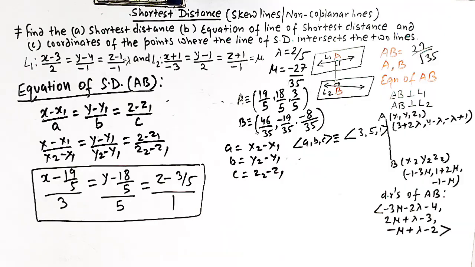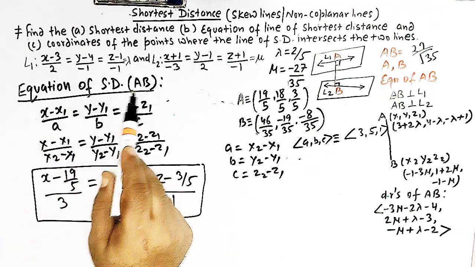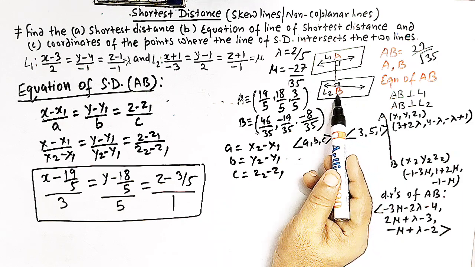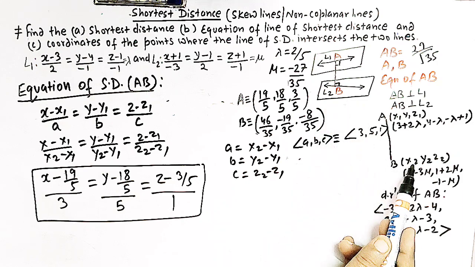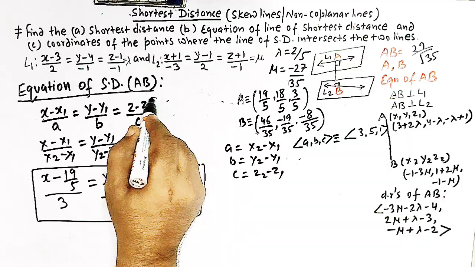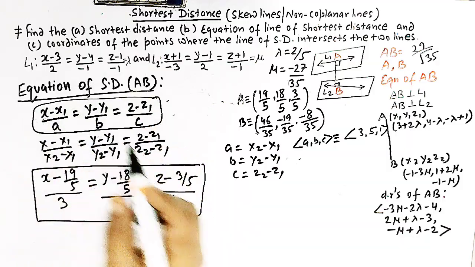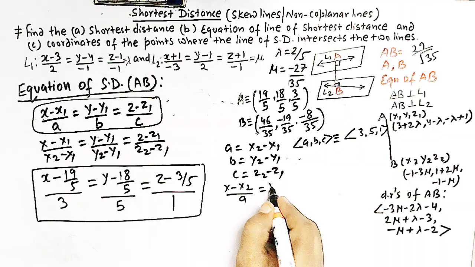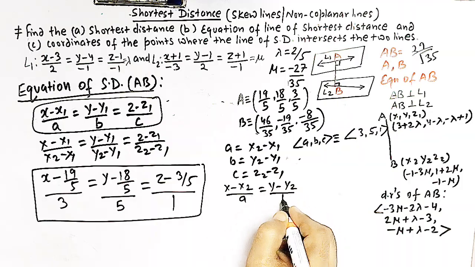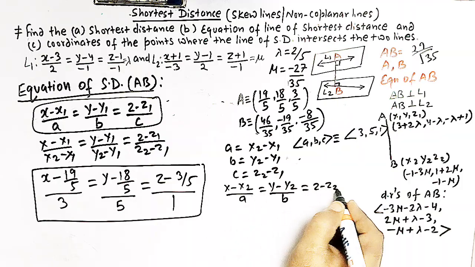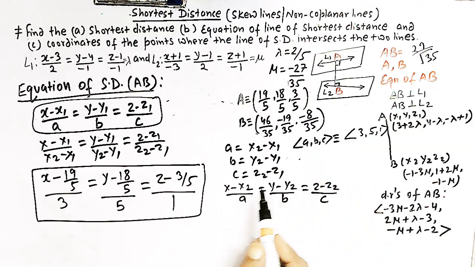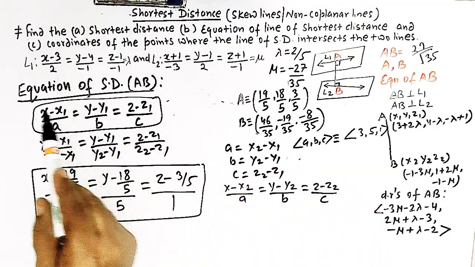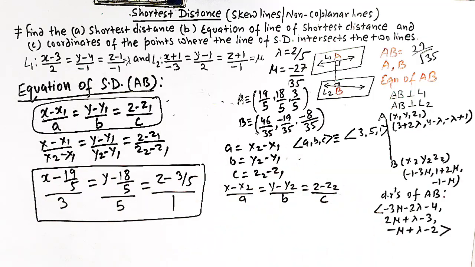So here we can also write the equation of line of shortest distance AB by making use of this point B, that is x2, y2, z2, right? So here we can also write this equation as x minus x2 over A, y minus y2 over B, and z minus z2 over C. So we can also utilize this point B in forming the equation of shortest distance, right?